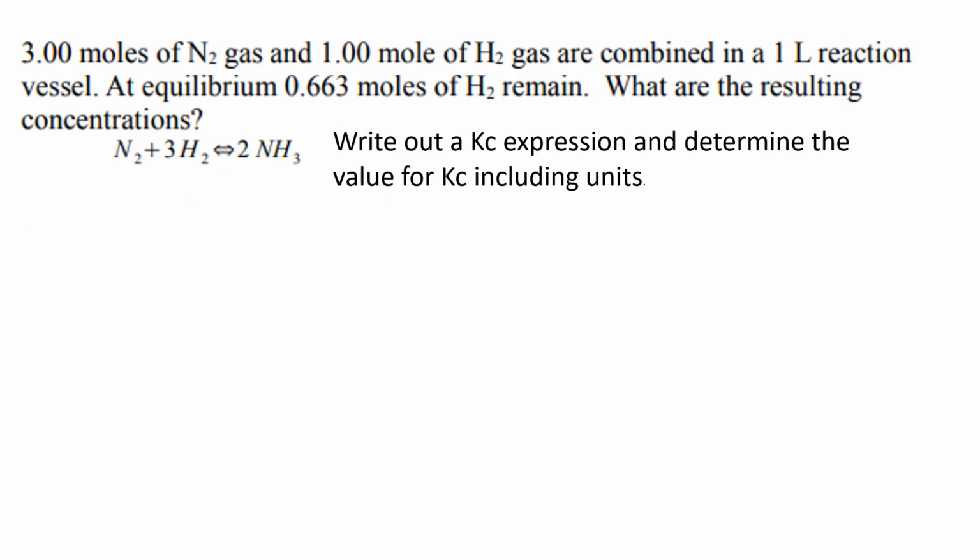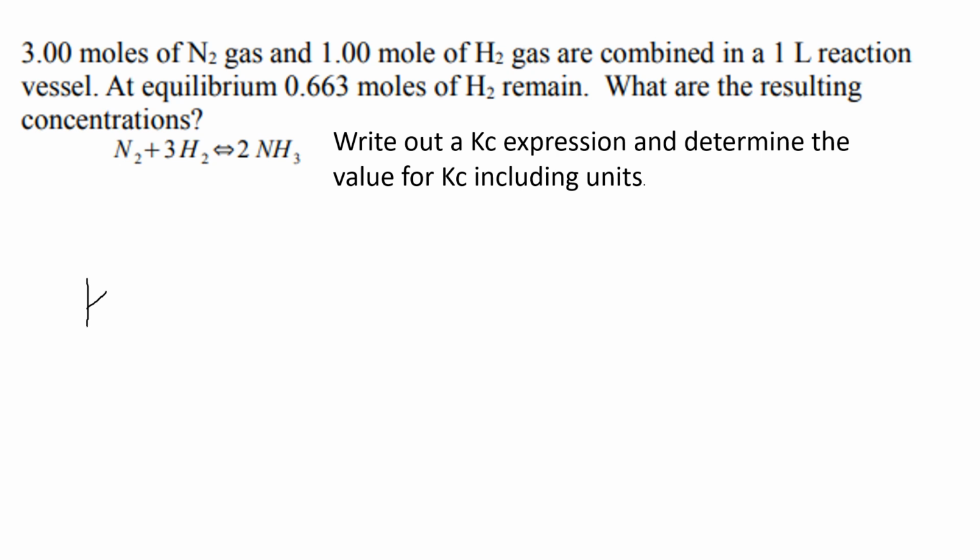Okay, so here we've got another example that's going to need an ice table. The only difference that makes this a bit more challenging is that the ratio in the balanced equation isn't 1-to-1 anymore, it's a 1-to-3-to-2. So we're going to have to factor that in, firstly in our Kc expression, but also in our ice table as well. But once we get into the principle of how to do it, it's relatively logical.